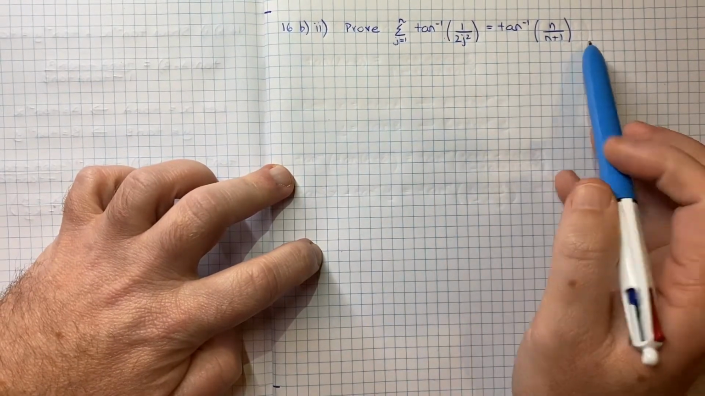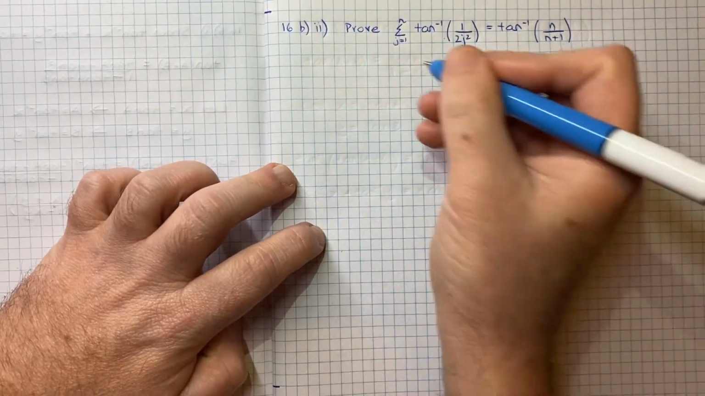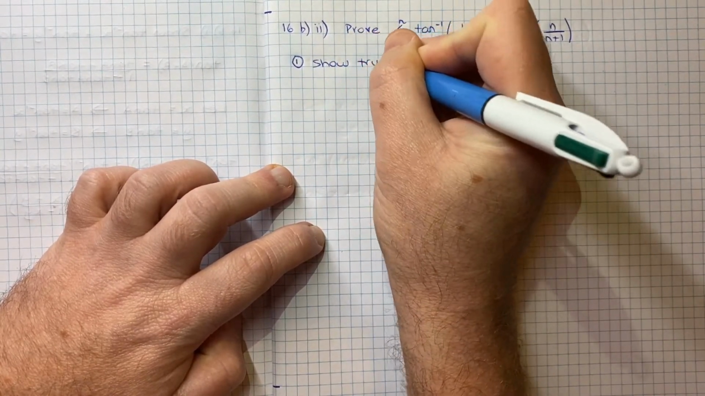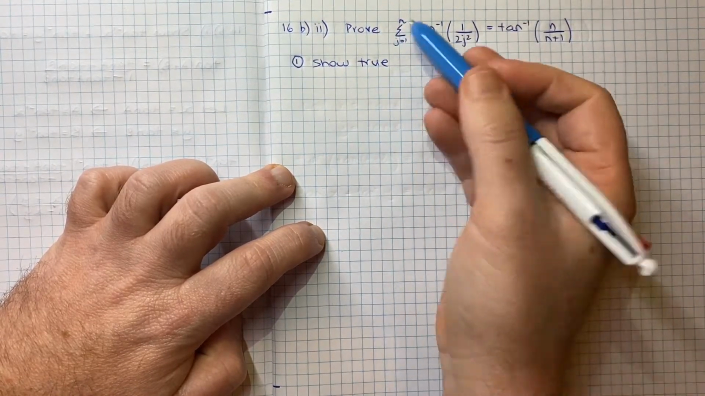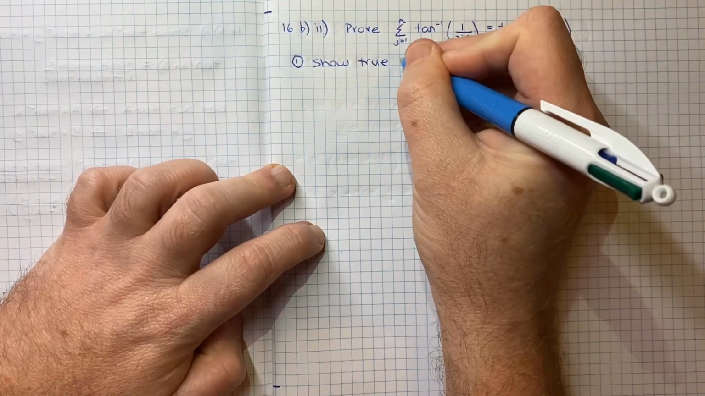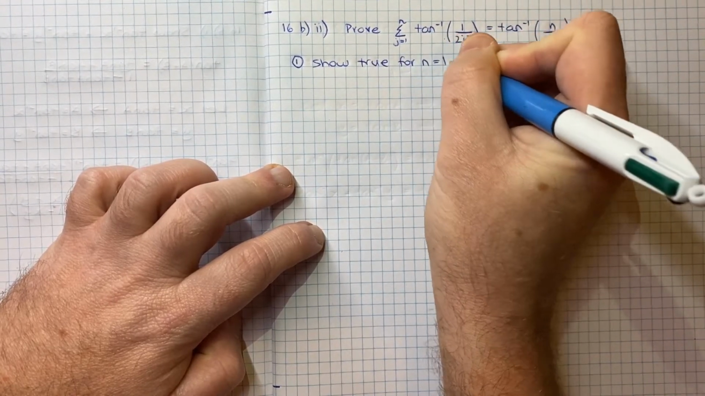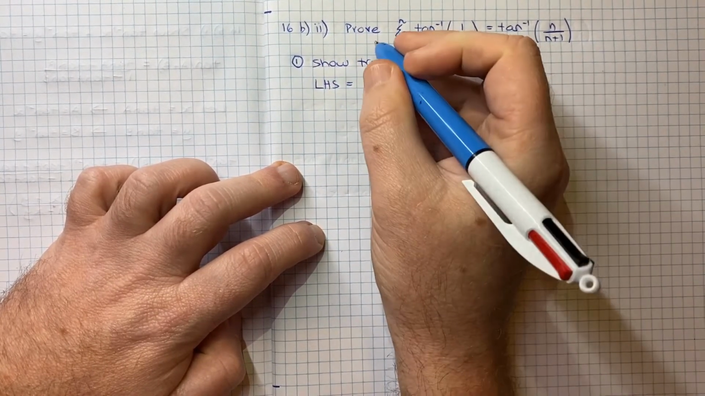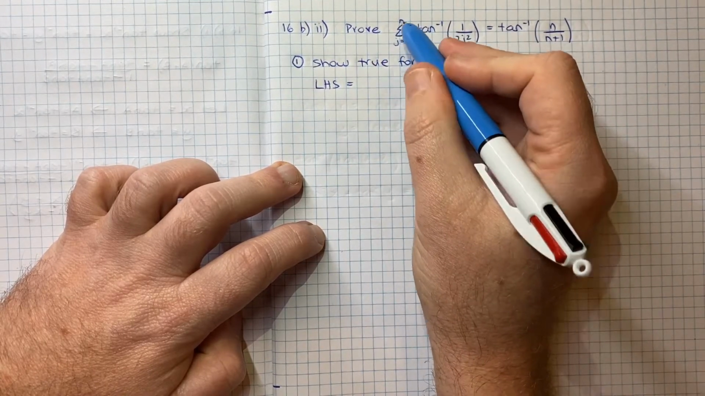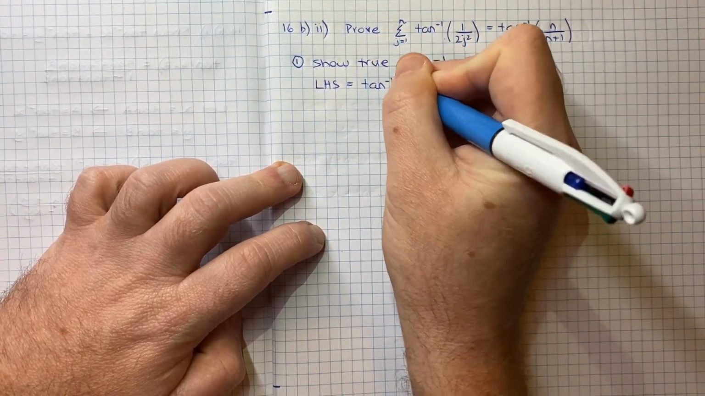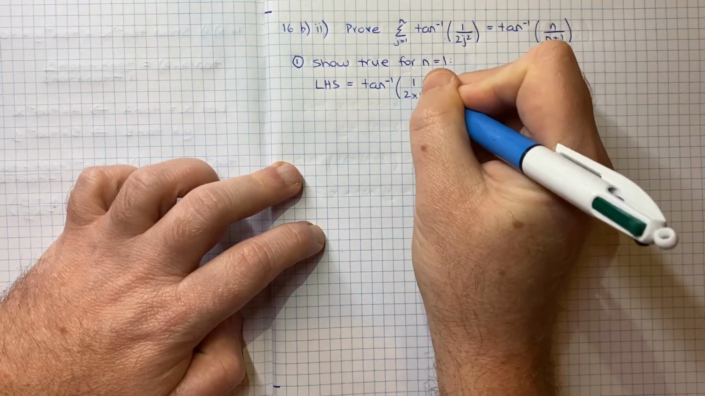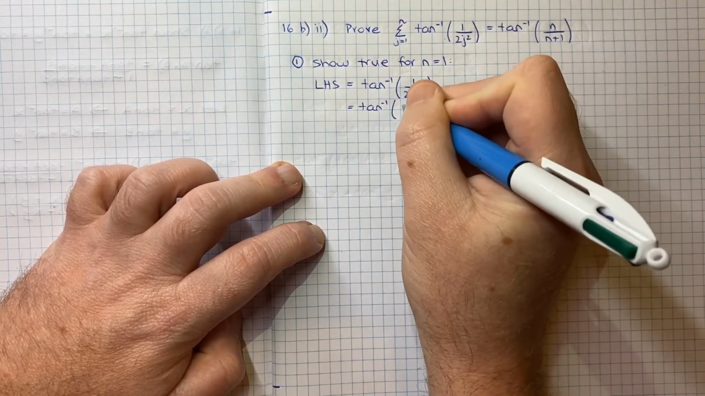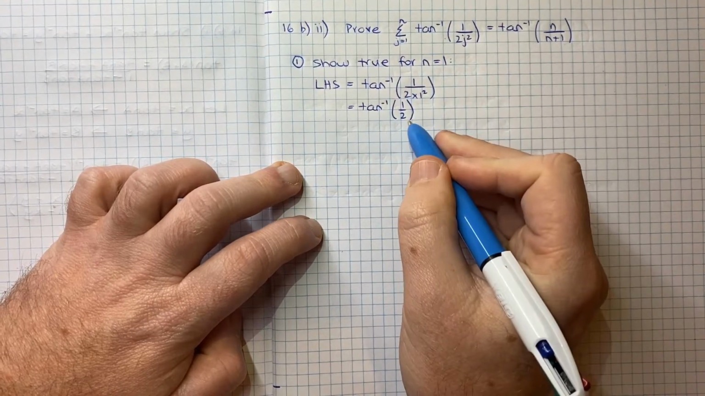All right, so this is what we want to prove. We're told to use induction. So obviously the first step of induction is to show that it's true for the first value that n can take. Here that would be n equals 1. So we're going to show true for n equals 1. Let's have a look at the left-hand side. That would be simply, we're only going from 1 to 1, the inverse tan of 1 over 2 times 1 squared, which is the inverse tan of 1 on 2. And we can probably just leave it there.